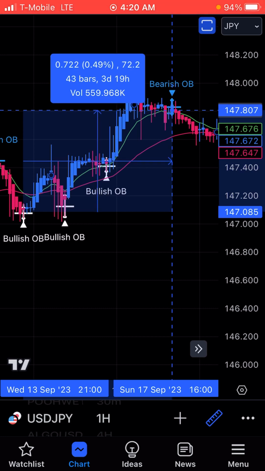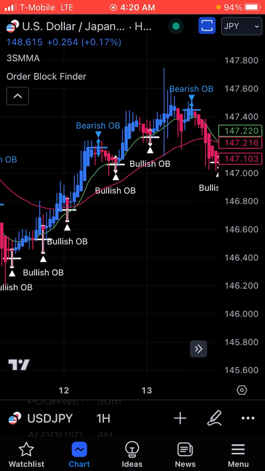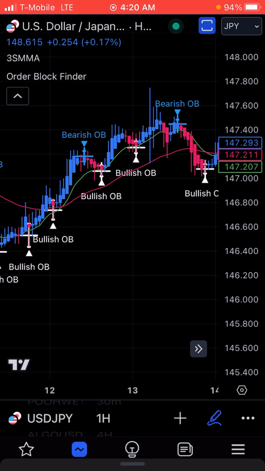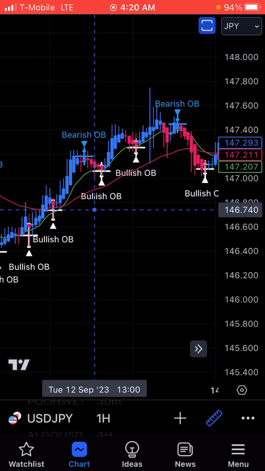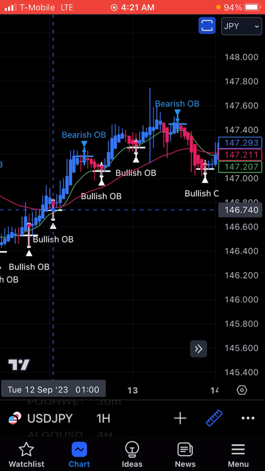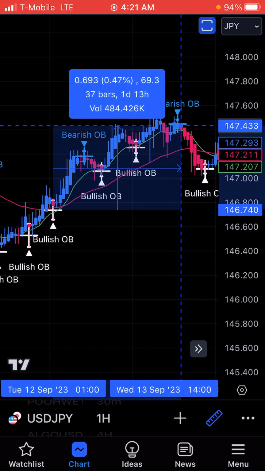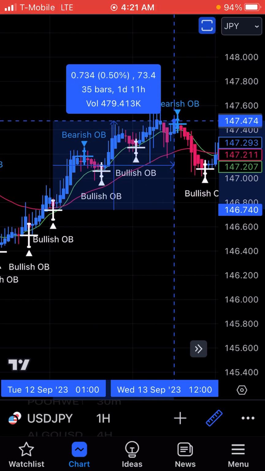This is a 722 pip move. This is $7,220 if you did a $10 lot size. So I'm going to do 2 more times here, doing it with Forex. It's bullish right here, and it crosses. So you got another confirmation. You rode it out from bullish to bearish. It's a 734 pip move.